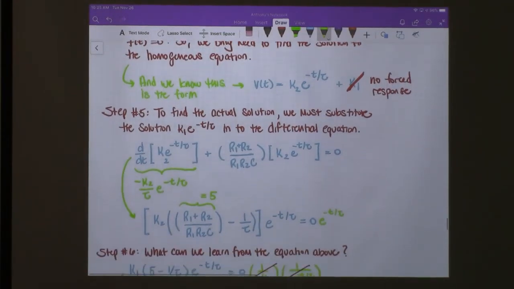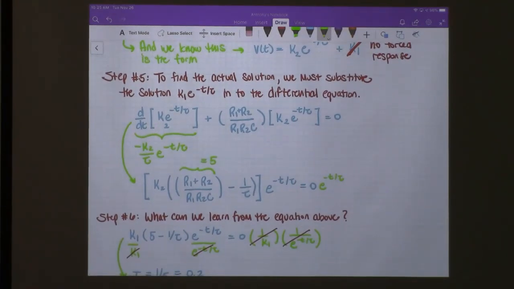And then here, what we're going to do is use the fact that the coefficient of e to the negative t over tau must equal 0 to find tau. All right.